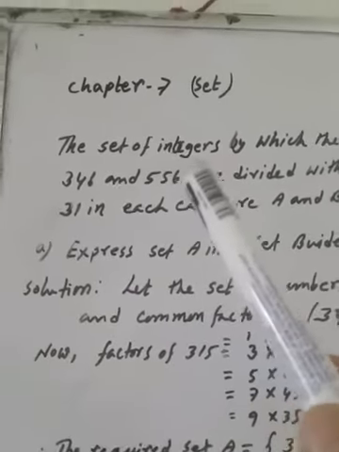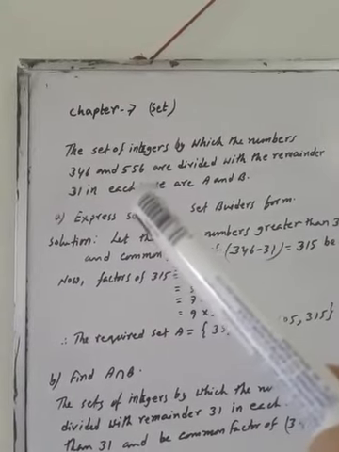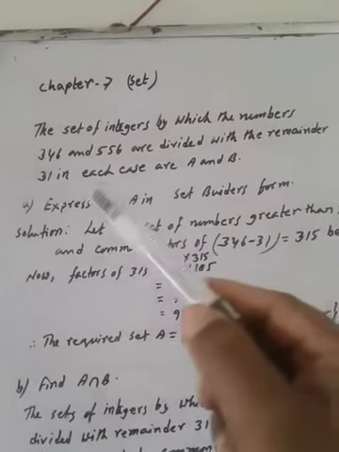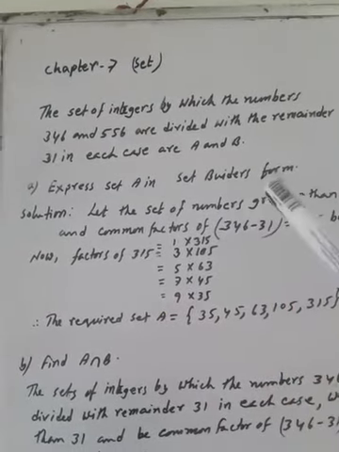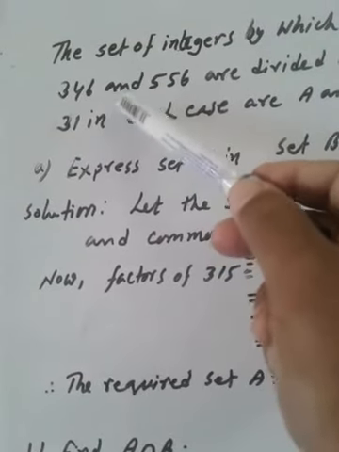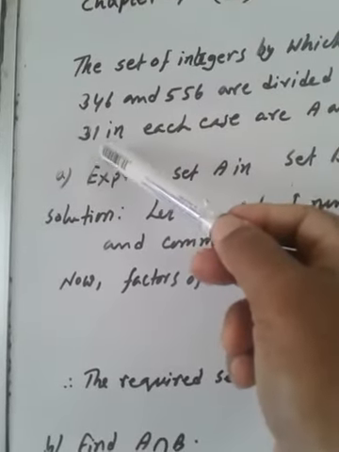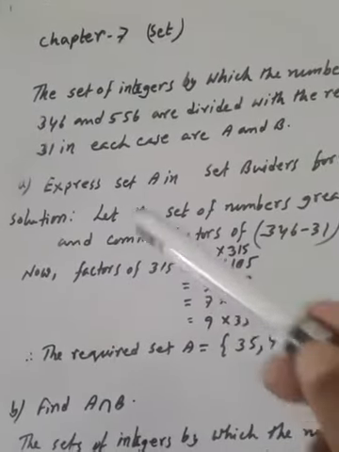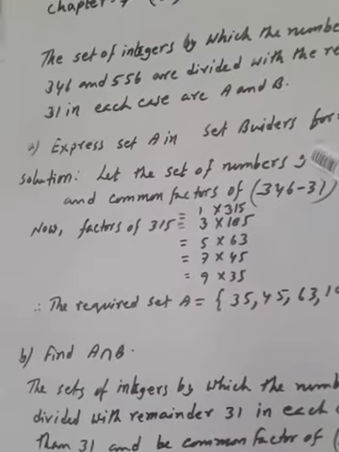See the set of integers by which the numbers 346 and 556 are divided with the remainder 31 in each case are A and B. If the numbers are divided, then in each case there will be remainder 31. Express set A in set builder's form.